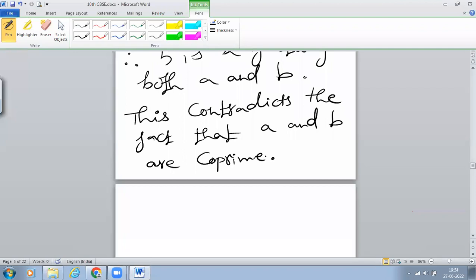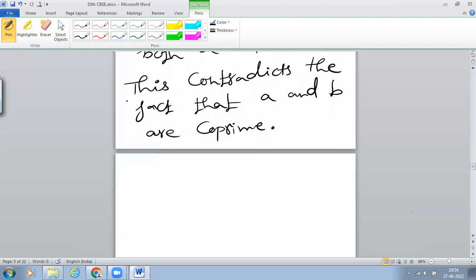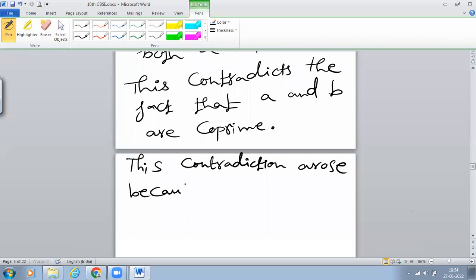Now what we have to finally conclude is that this contradiction arose because of our incorrect assumption. That is why we are getting a contradiction in this step. Please write this step: this contradiction arose because of our incorrect assumption, which means what we assumed is wrong. That is why we are getting a contradiction at the final step.